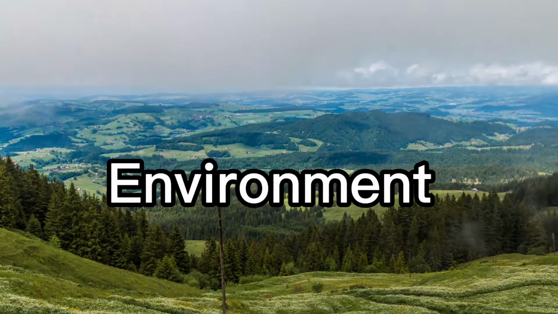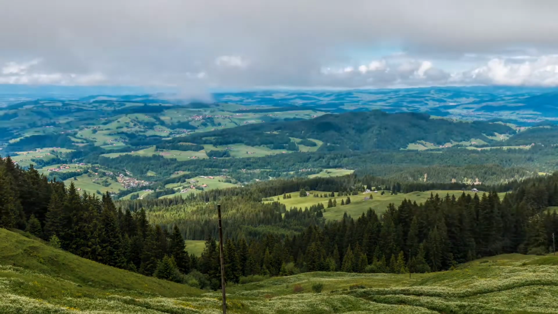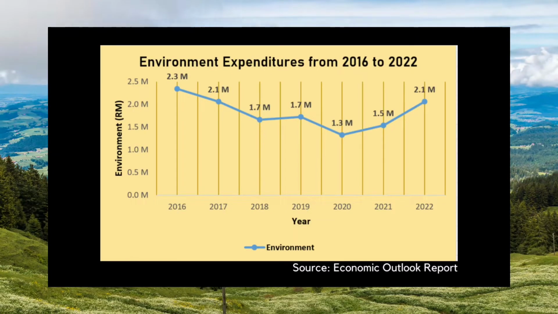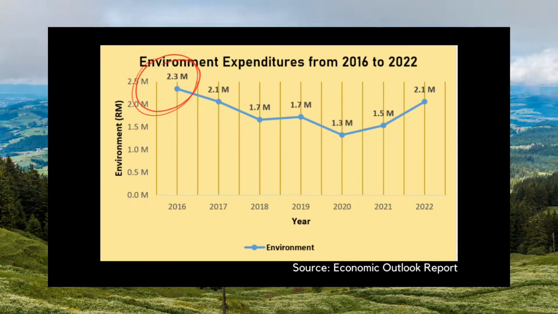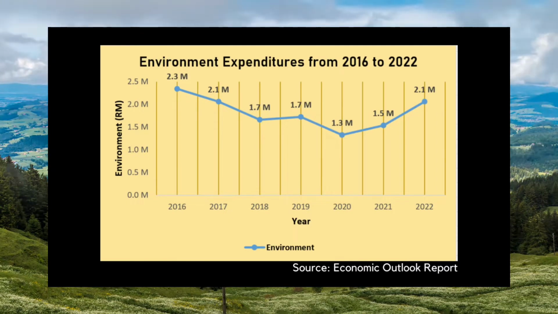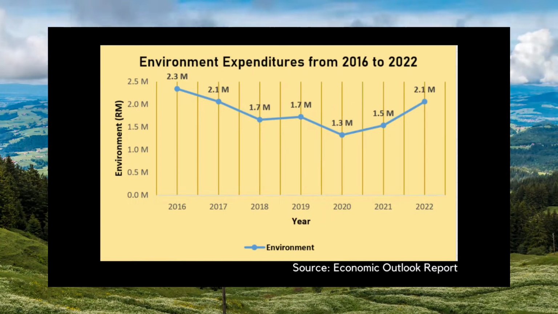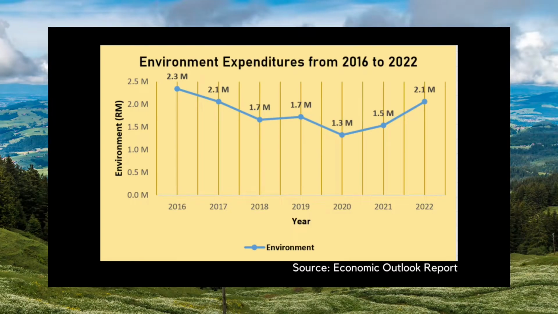Last but not least, we move on to the next point of our video, which is environment. The trend for environmental expenditures has fluctuated from 2016 to 2022. The biggest allocation is in 2016 with an amount of 2.3 million, whereas the smallest proportion is recorded in 2020 with only disbursement amounting to 1.3 million. This reduction is due to the impact of COVID-19.